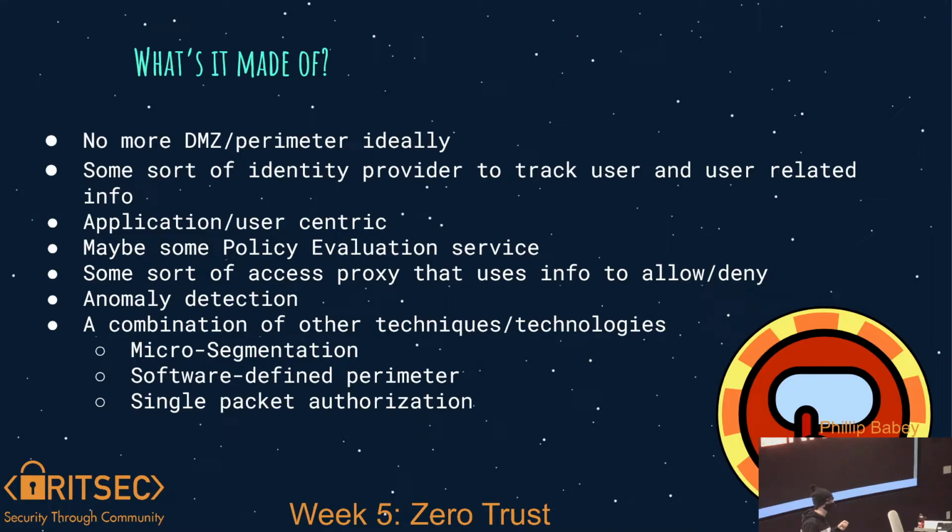There's also a combination of other techniques and technologies. Microsegmentation, aka segmenting your network so that things can't really talk to each other and attackers can't laterally move as easily. A software perimeter: instead of a physical or network one, you have software that helps gateway the services out from attackers or outsiders in general. Or single packet authorization, which is this weird thing where it's like, let me authenticate first, then I can do everything.